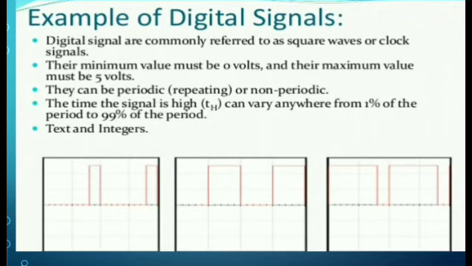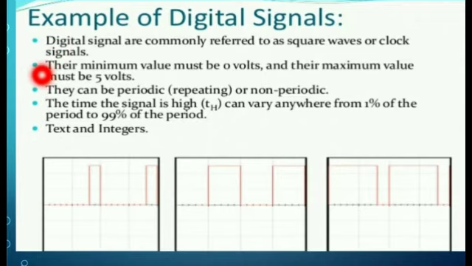Examples of digital signals. Previously we discussed examples of analog signals. Now we will discuss examples of digital signals. See, this is a digital signal, and this is a digital signal, and this is a digital signal. Digital signals are commonly referred to as square waves or clock signals.